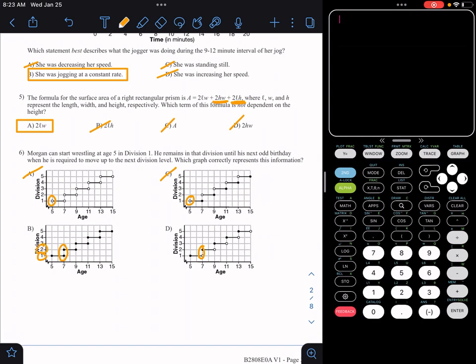You can only be part of one division, which means it would have to be letter D, which says that he is no longer included in Division 1 at age 7 because now he's included in Division 2 at age 7.